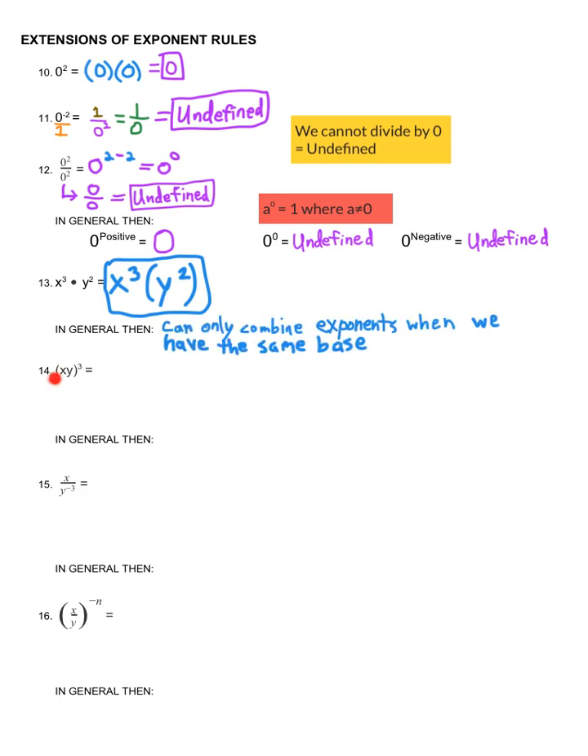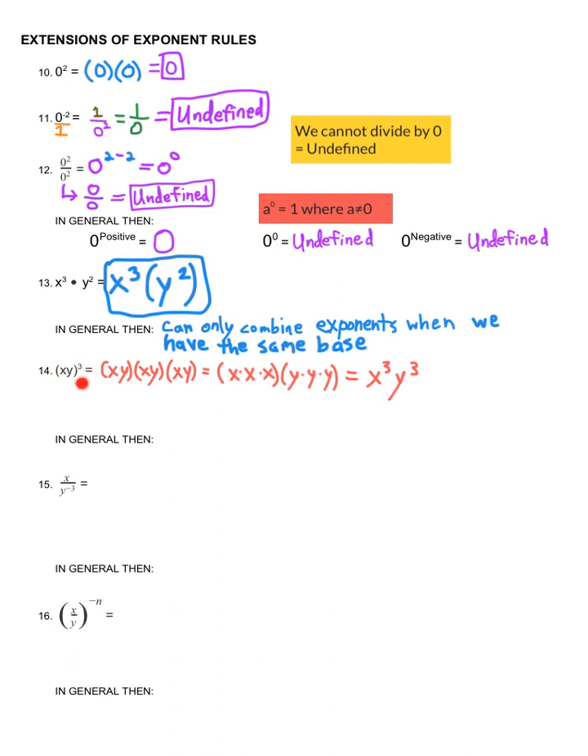On number 14, we have parentheses x, y, parentheses to the power of 3. This one is trying to show that we are multiplying x, y 3 times. And because multiplication is associative, we can put our x's together and our y's together into parentheses each, which shows that we get x to the third times y to the third. We don't have to use parentheses, the multiplication is implied. It should also be noted that if we had a number, the number needs to be in front of your variables.